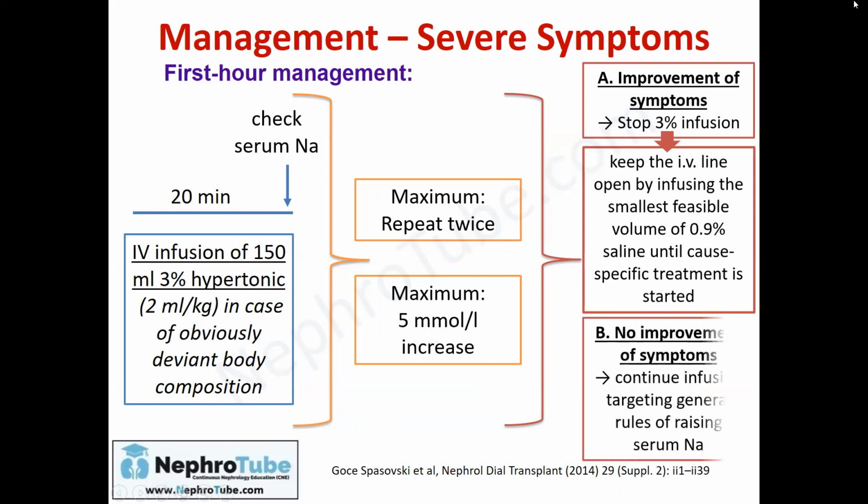But if you have repeated this approach twice, or if the patient reaches a 5 millimole per liter increase in serum sodium and there is no improvement of symptoms, continue the infusion of 3% saline according to the general rules of raising serum sodium that we mentioned already in the first slide of the management: a maximum of 10 millimole per liter in the first 24 hours, and thereafter only 8 millimole per day.